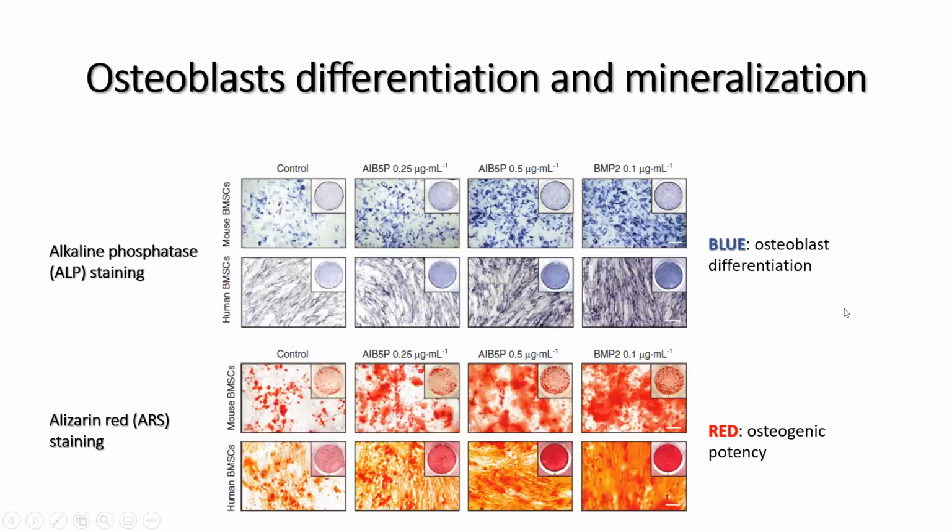This is the result of the ALP staining and the alizarin red staining, showing the osteoblast differentiation indicated by a darker blue color of both mouse and human stem cells, and the darker red color of the alizarin red staining showing osteogenic potency. And you can see that compared to the control, there was a deeper red in both human and mouse stem cells.